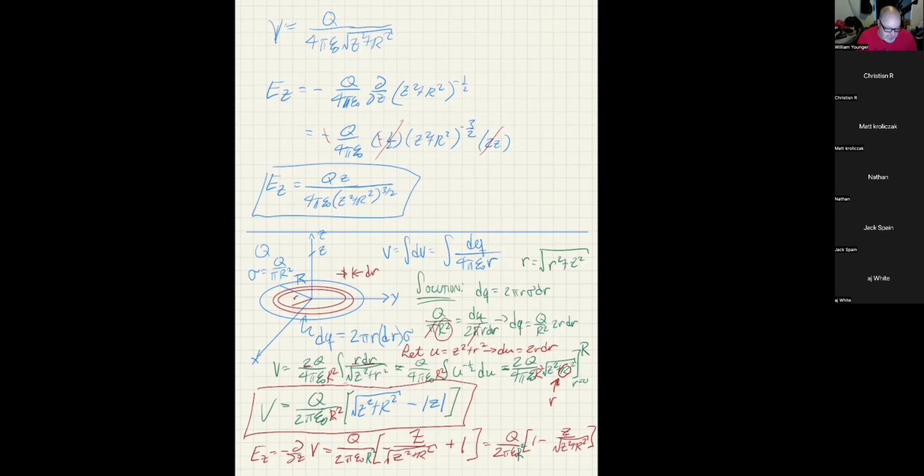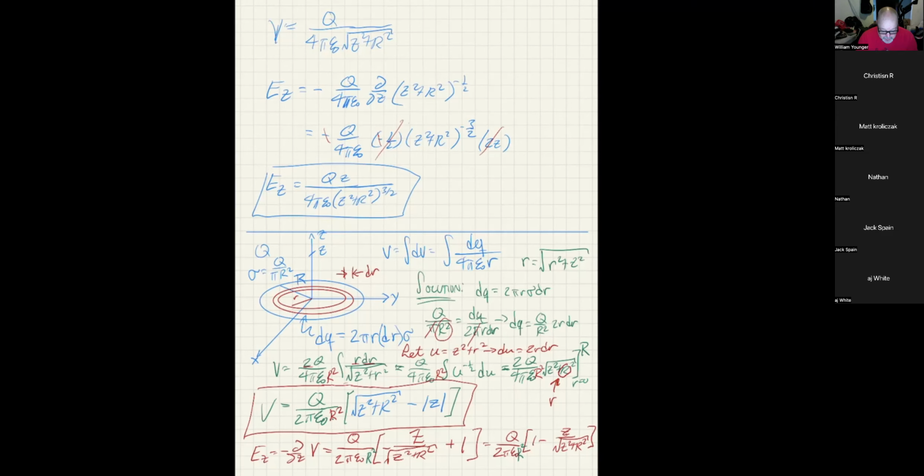That's a nice technique. The other thing you can do, though, is consider Z really small compared to R. The way you do that is you divide out an R squared, say, and then you'd have Z squared over R squared in the square root plus 1.